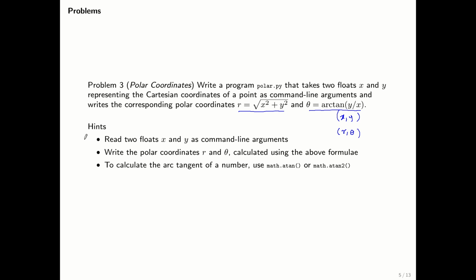So first read the two command line arguments, x and y, representing the Cartesian coordinates of a point, and then calculate the polar representation, r and theta, using these formulae. Now, when you need to calculate the arctan of a number, use either this formula or this formula. If you use this one, then you need to give it a single argument here, which is y divided by x. And if you use this function to calculate the arctangent, then you need to supply two arguments, y and x. So you don't need to do the division yourself here, whereas here, you need to do the division and give that as the single input to atan.